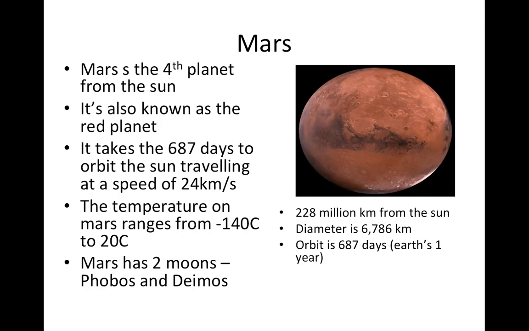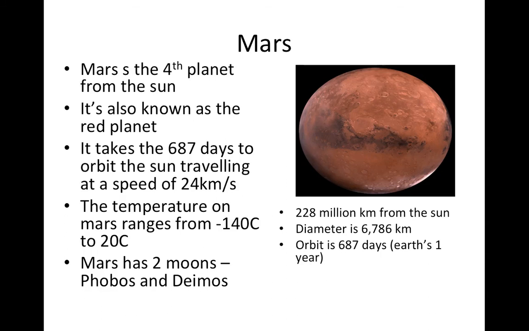Now we'll go on to Mars. Mars is often referred to as the red planet, as you can see from the picture on the right hand side. It takes 687 days to orbit the sun, traveling at 24 kilometers per second. The temperature on Mars ranges from minus 140 degrees Celsius to 20 degrees Celsius. Mars is also 228 million kilometers away from the sun.